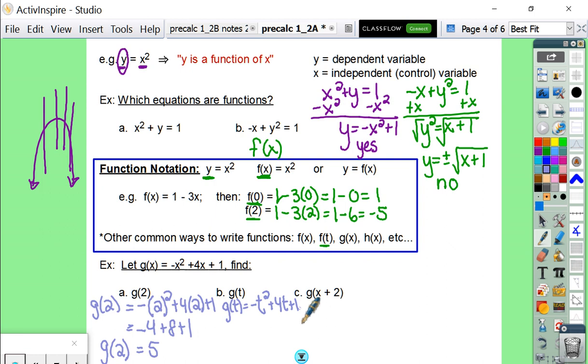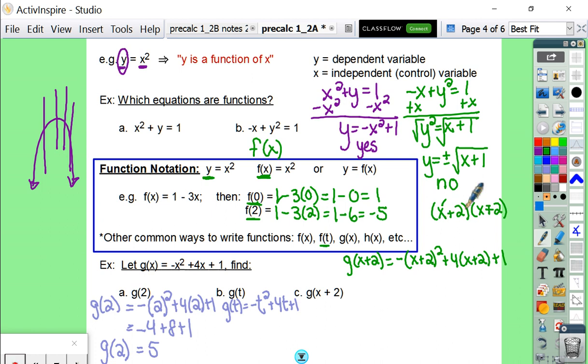Love it. But our last one is a little bit more complicated. So g of x plus 2 means that wherever there's an x, now I'm putting in parentheses x plus 2. So this is negative x plus 2 squared plus 4 times x plus 2 plus 1. The very first thing I have to do is x plus 2 squared. Now with x plus 2 squared, you cannot distribute that exponent. That is really x plus 2 times x plus 2.